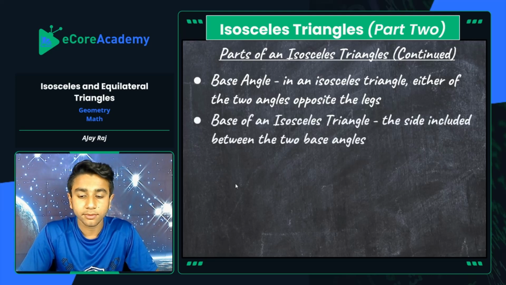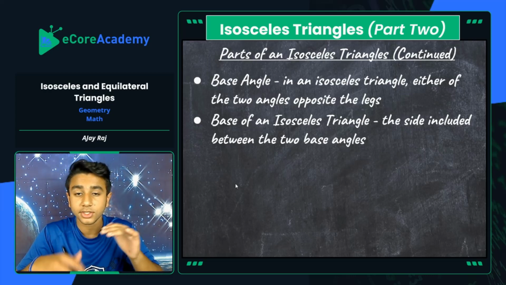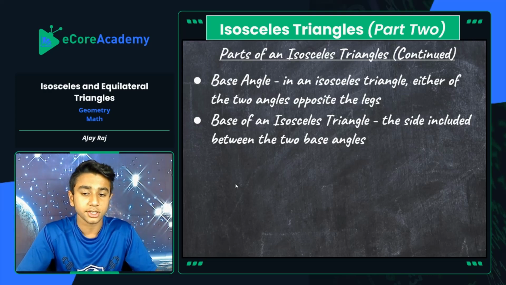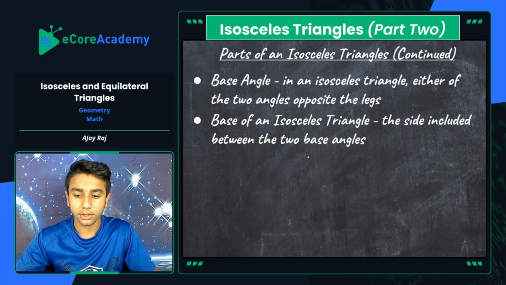And then you have the base of the isosceles triangle, which is the side included between the two base angles, and the base is just merely the side length that is not congruent, meaning you have your two legs and then you have your base, which is one side that does not have any congruency to any other sides in the isosceles triangle. So I'll draw that out here as well. So we'll draw the same isosceles triangle with different legs.